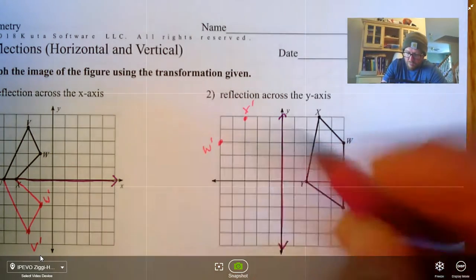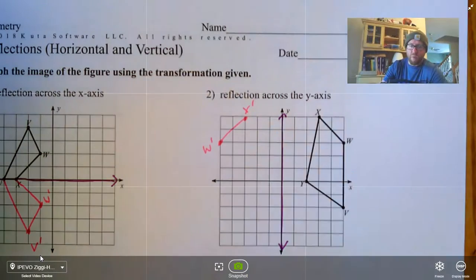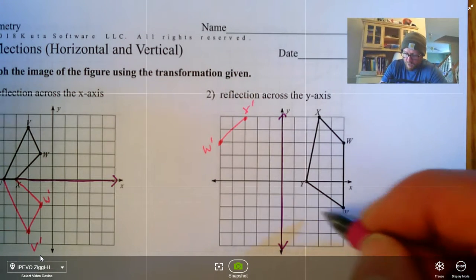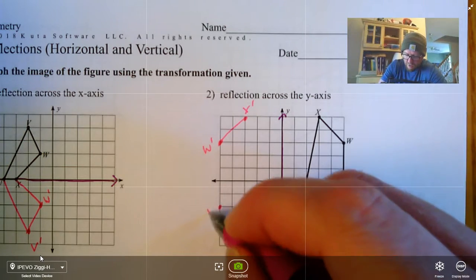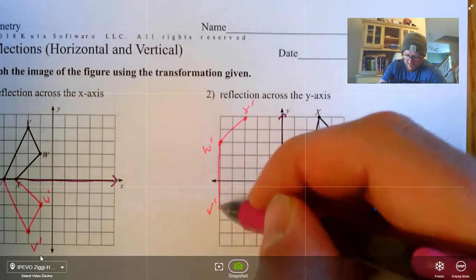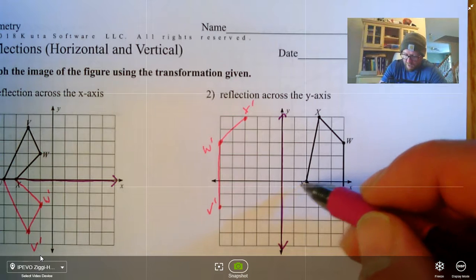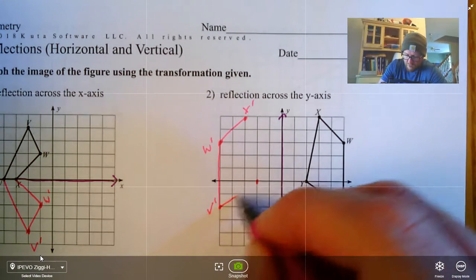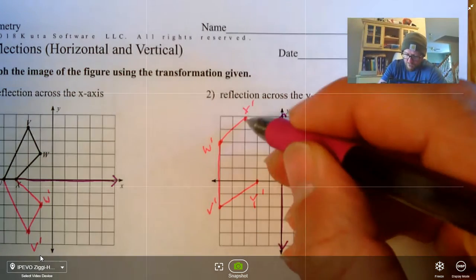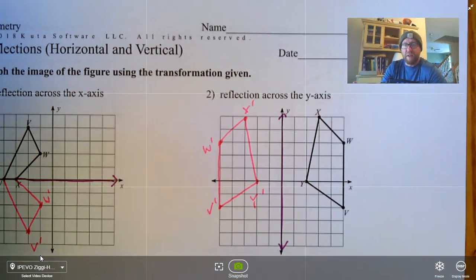There's w prime. Let's just go ahead and connect those right away. V is 5 away, so 5 on the other side to v prime, connect that one, and then y is 2, so 2 over here. So that's y prime. Just connecting the last line. Done.